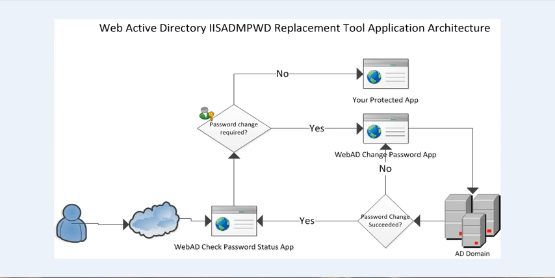Basically, we have two web applications that install. One is the Check Password Status application. The other is the Change Password application. The Check Password Status application is installed along with the Change Password app as part of the installation process. Once these are installed, you can use them as a front end to your protected application and allow users to check their password status before logging in and, if necessary, change their password.